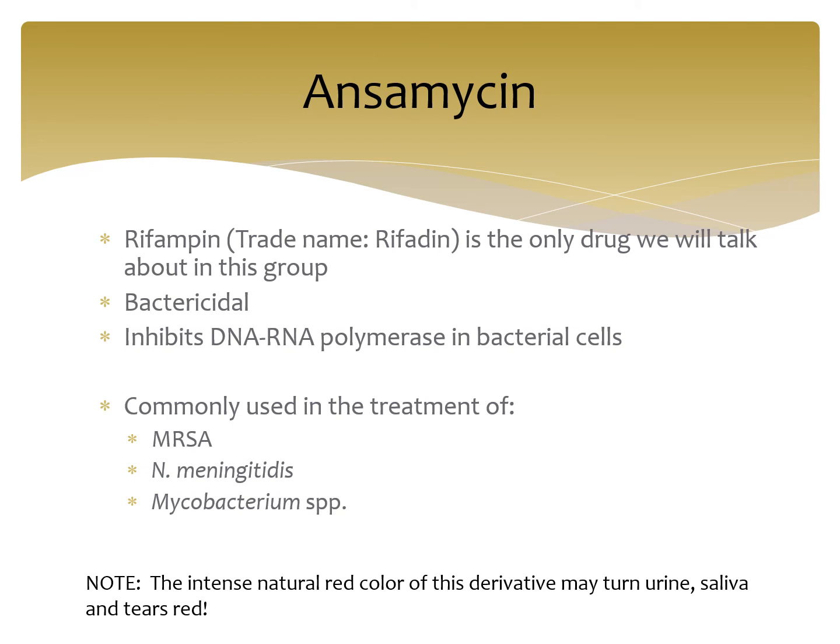There's only one ansamycin drug that I'm going to talk about today, and that's rifampin. This is the only drug we're going to talk about in this group, and it is bactericidal. It inhibits DNA-dependent RNA polymerase in bacterial cells and is commonly used in the treatment of MRSA, Neisseria meningitidis, and Mycobacterium. Mycobacterium, of course, is the genus for Mycobacterium tuberculosis. Okay. One thing that's interesting about rifampin when you take it is that it will actually turn your urine red. It can actually turn your saliva and tears red as well. Now, rifampin is a really good drug for MRSA, but you got to be careful because it is very toxic on the liver.